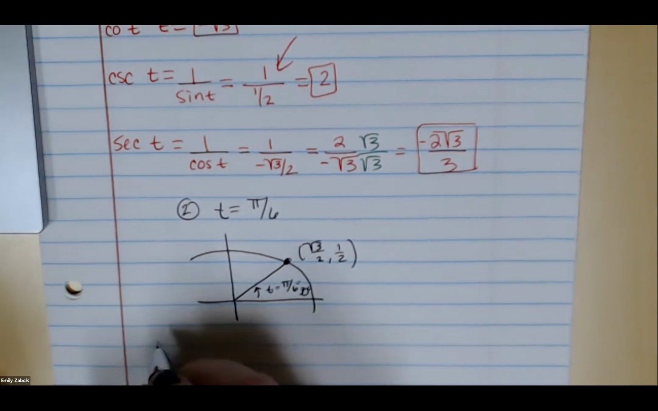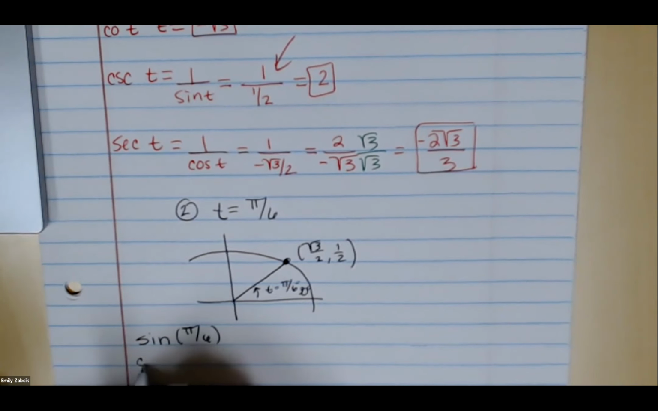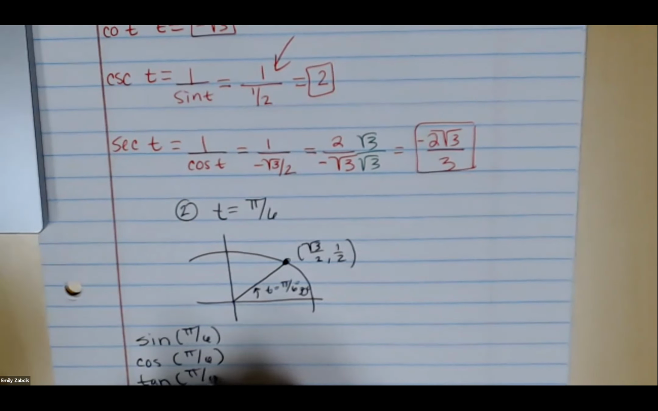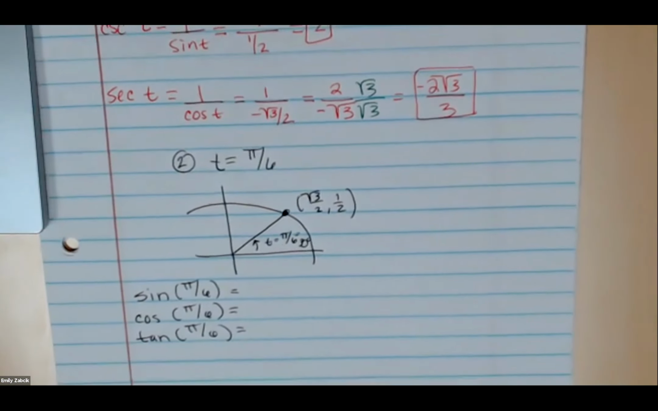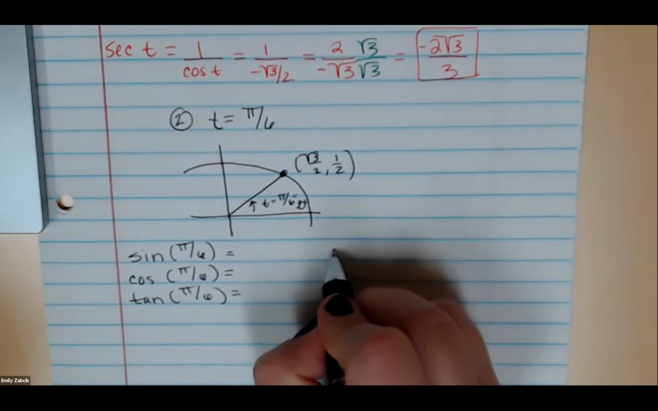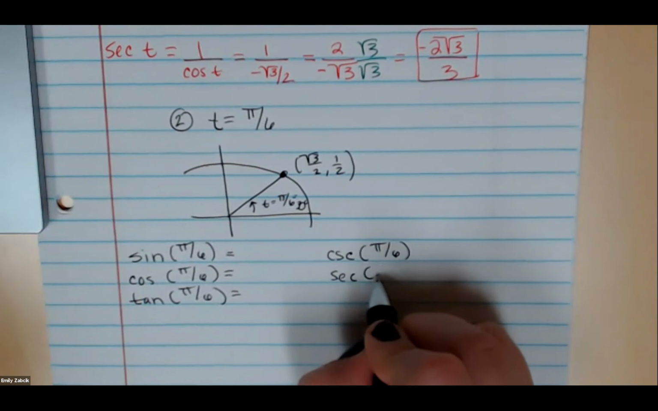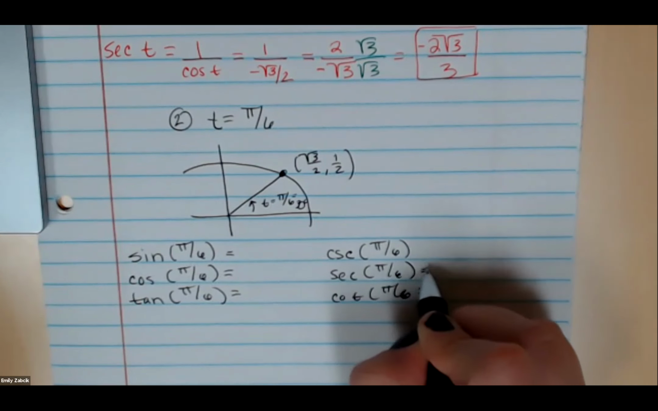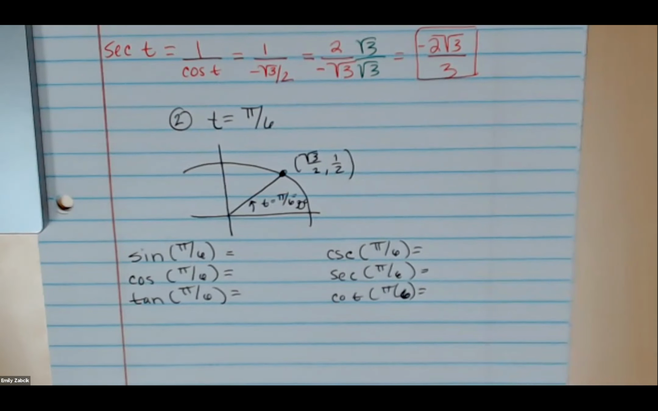So now, if I want to find all 6 trig functions, I'm going to start with sine and cosine. So I'm going to say sine of pi over 6, cosine of pi over 6, tangent of pi over 6. I'm going to find these 3 first, starting with sine and cosine. Then I'm going to also make sure to find cosecant of pi over 6, secant of pi over 6, cotangent of pi over 6. And I kind of like to make my list and also line them up according to which one are reciprocals of the other. That's not necessary. It's just kind of my organization here.